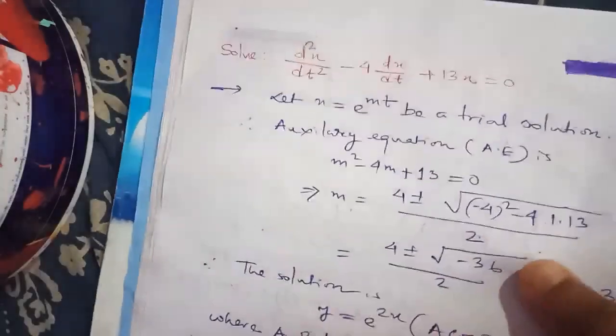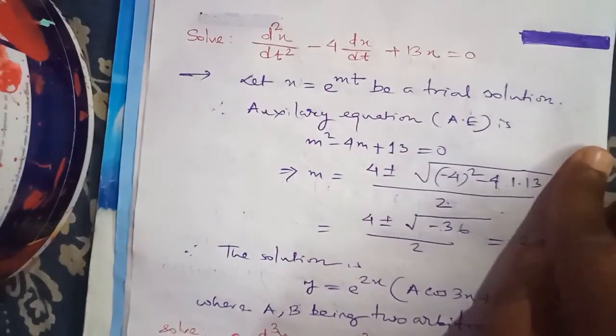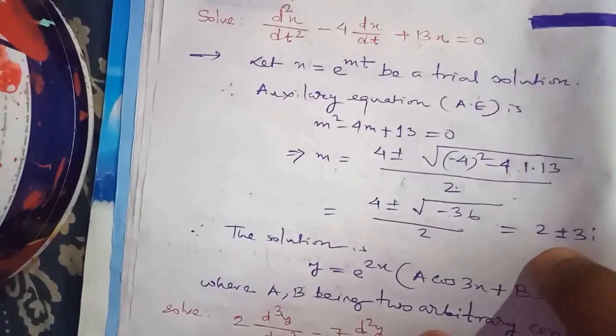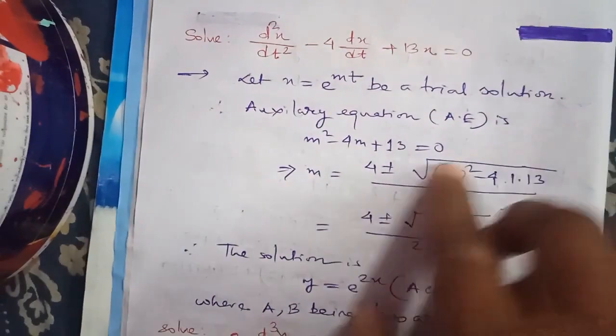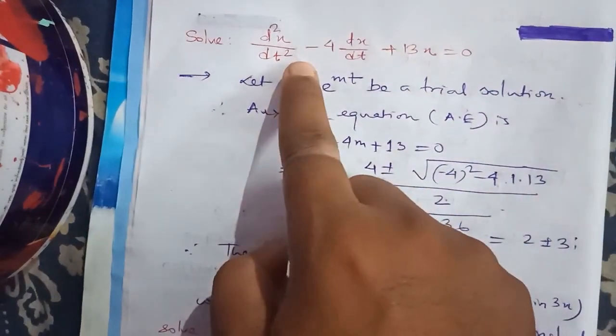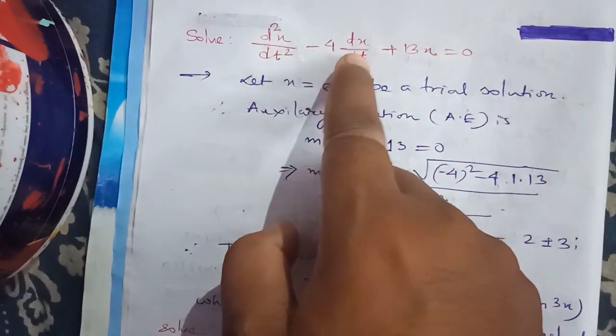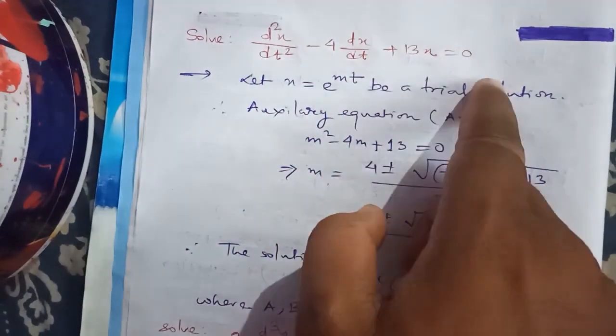Okay, let's look at some more problems. I've written another problem here. Solve d squared x by dt squared minus 4 dx by dt plus 13x is equal to 0.